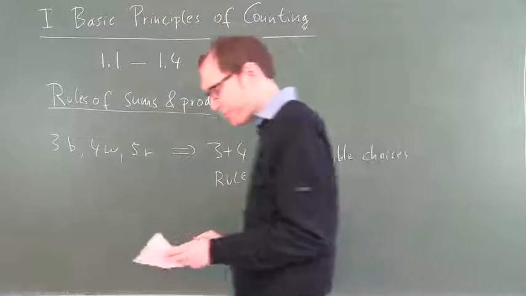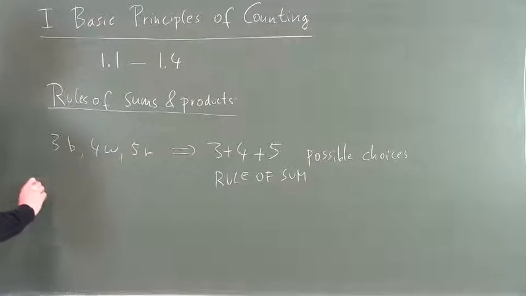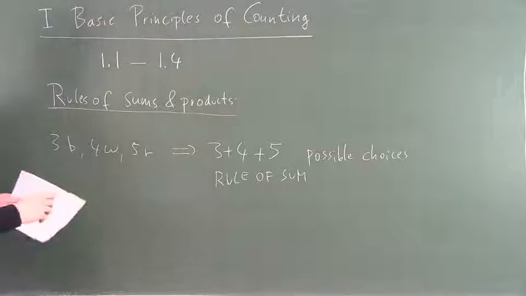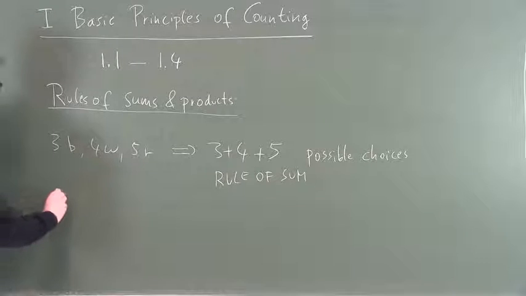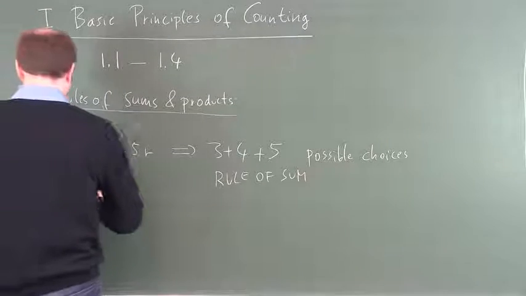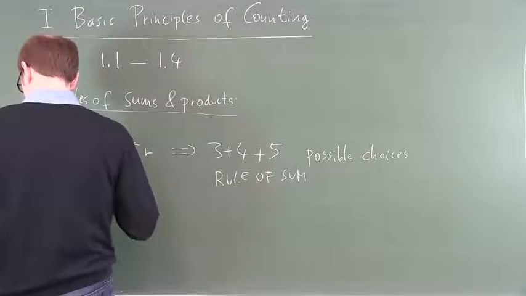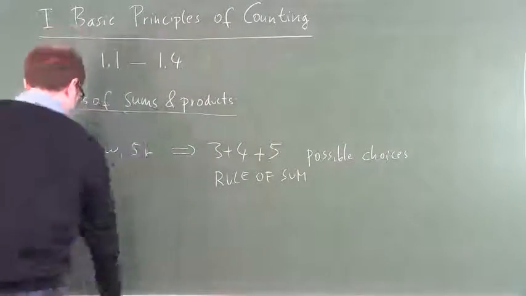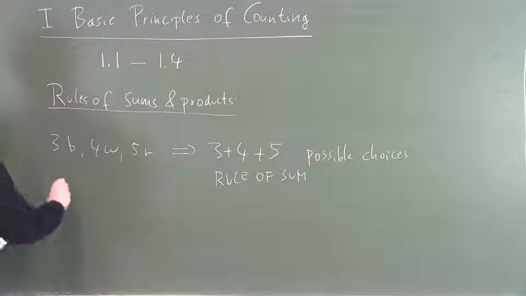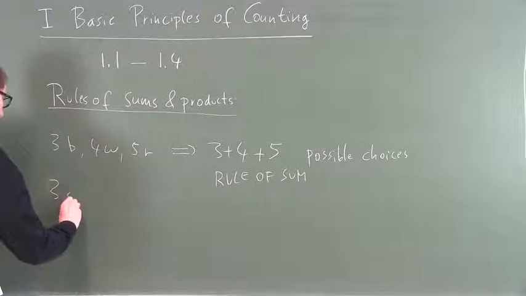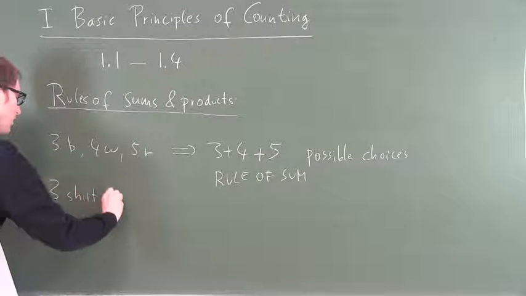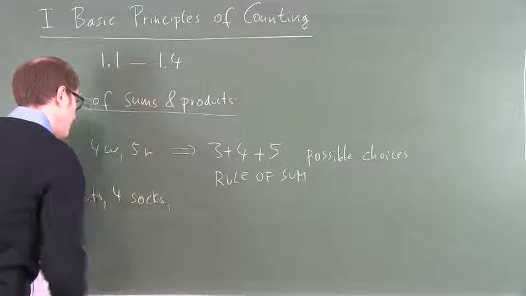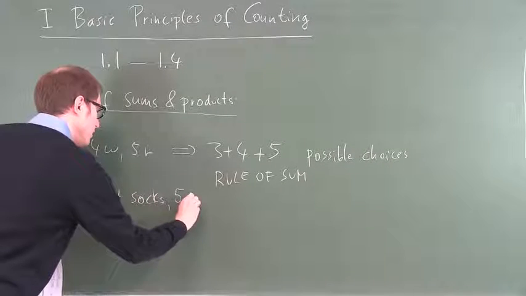Now let's make it a little bit more complicated. So now in the morning you have to choose shoes. So you have, let's say, 5 shoes. And to make this look the same, let's write it in the same order. So let's say we have, in this case, 3 shirts. We have 4 socks. And we have 5 shoes.